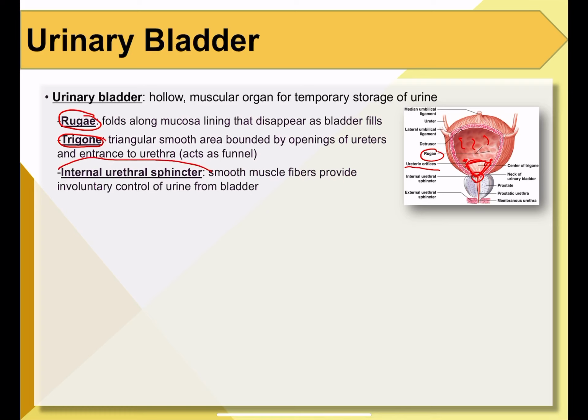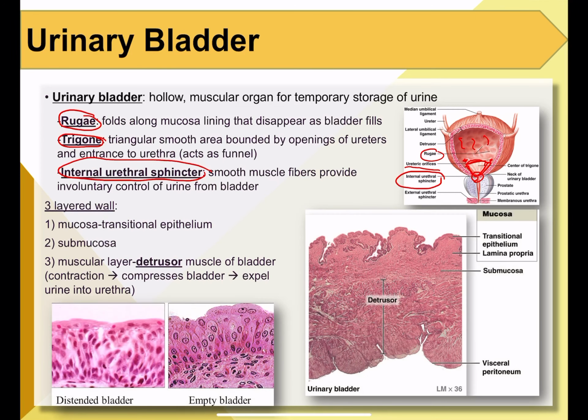Internal urethral sphincter. Now, this is what I was talking about. It is not skeletal muscle that makes up your internal urethral sphincter, which is within that area right there. The smooth muscle fibers within the internal urethral sphincter are what provide that involuntary control of draining urine from your bladder into your urethra. We don't have to control, hey bladder, let's release that urine. You're not controlling that internal sphincter. You're only controlling the external urethral sphincter. Okay.